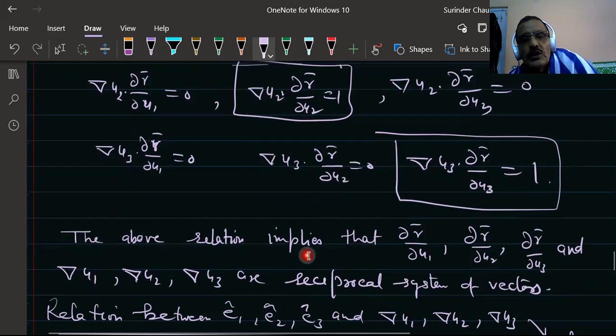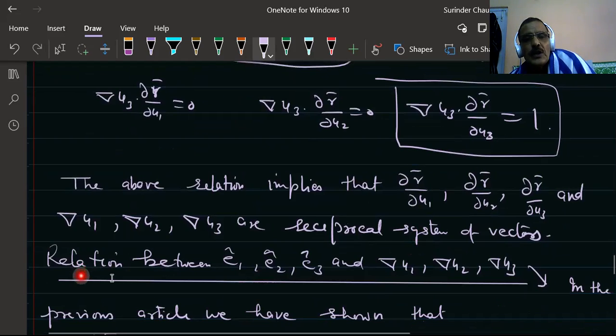The above relation implies that ∂r/∂u1, ∂r/∂u2, ∂r/∂u3 and del u1, del u2, del u3 are reciprocal system vectors. Then what is the relation between e1, e2, e3 and del u1, del u2, del u3? These are unit vectors along the tangents, and these are unit vectors along the normals to the surfaces.